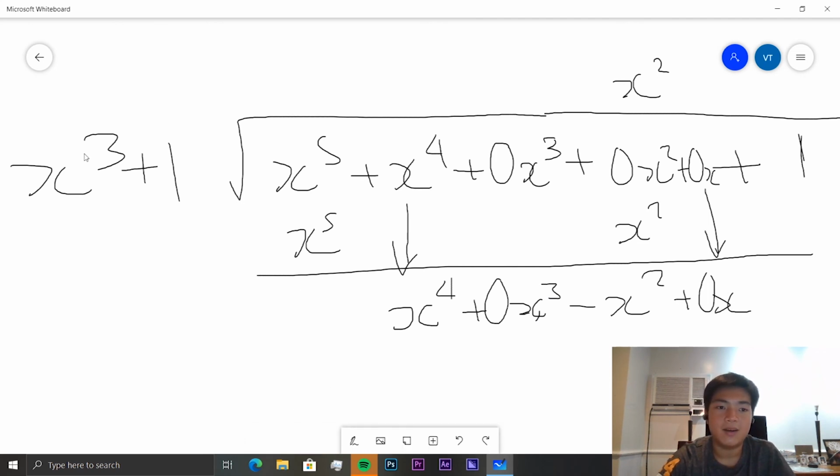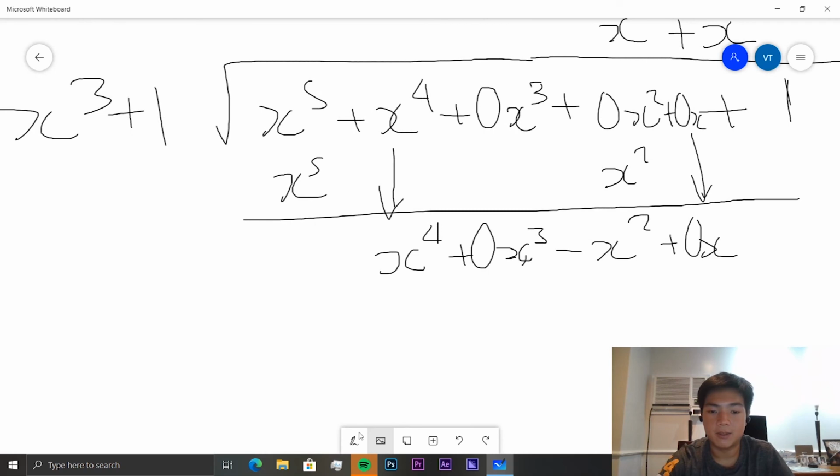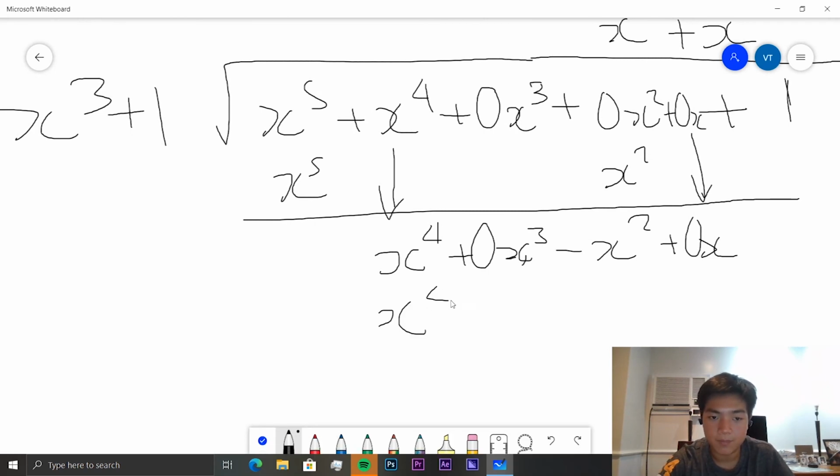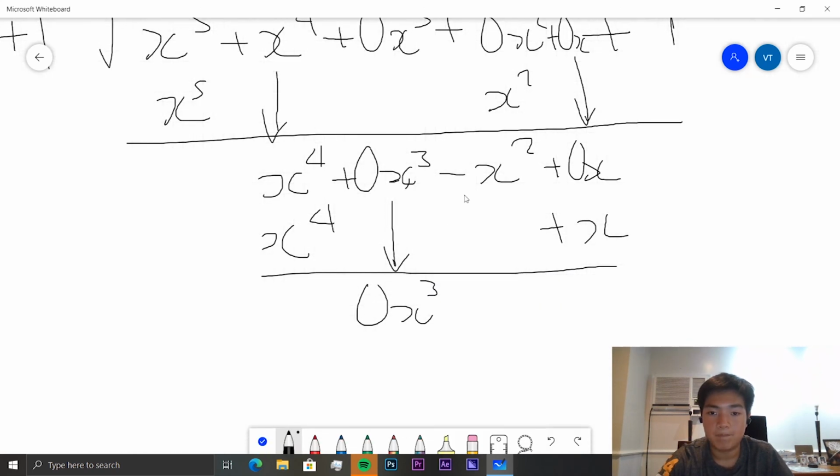Okay, now, how many times does x cubed go into x to the 4? It goes in x times. And so what's x cubed plus 1 times x? Well, that's x to the 4 plus x. So now when we subtract these, x to the 4 minus x to the 4 is 0. We're dropping 0x cubed here. Minus x squared minus x plus 1.